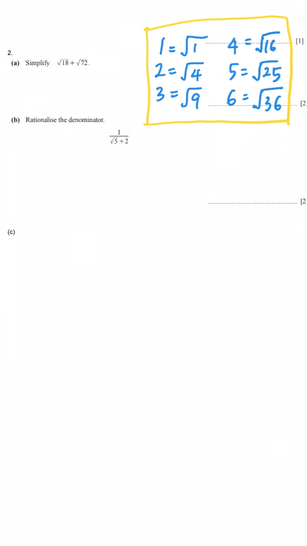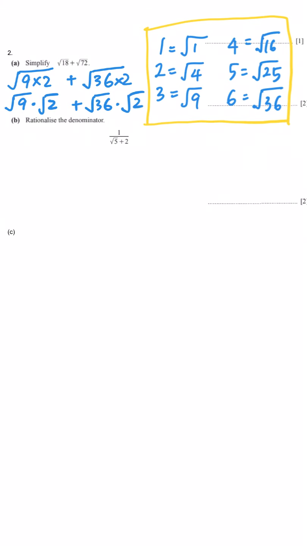Then after that we start putting it here. √18 comes from 9 times 2, which is 18. 72 comes from 36 times 2. So we have the list here, and it may help us to do it quicker. So √9 × √2, √36 × √2. Then for √9 we have 3, and for √36 we have 6.